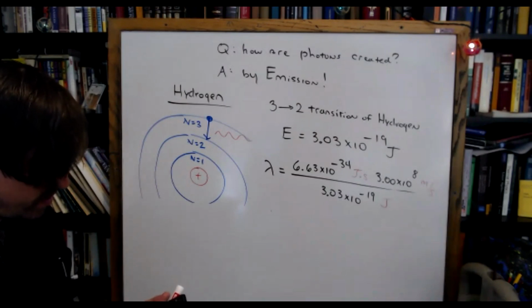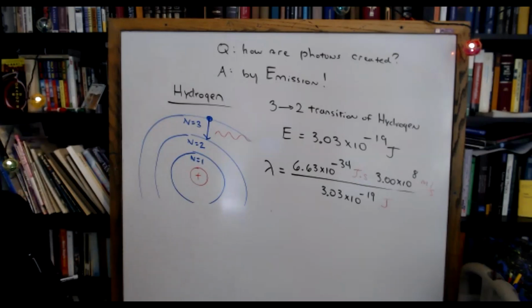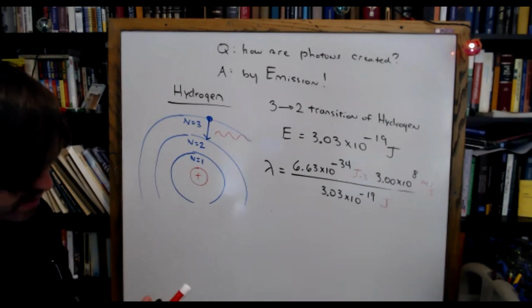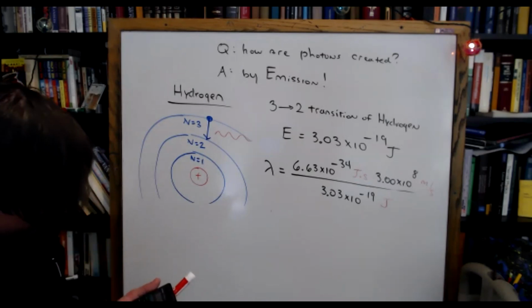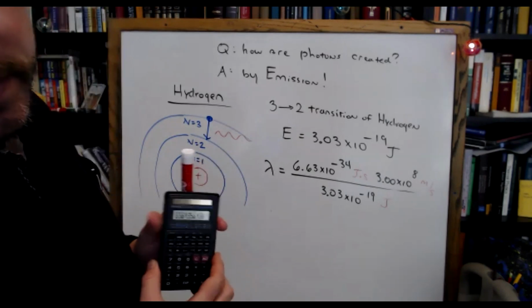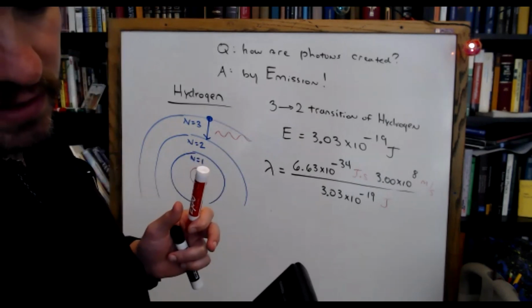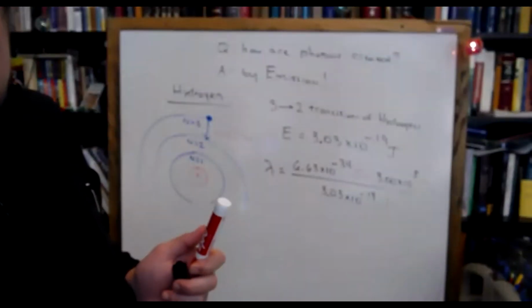I got 6.53 times 10 to the negative 7. 6.53? Yeah? Oh, wow. Can't we just round up to 7? I did not get 6.53. Oh, that's weird. Let me try it again. I got 6.56 times 10 to the minus 7.